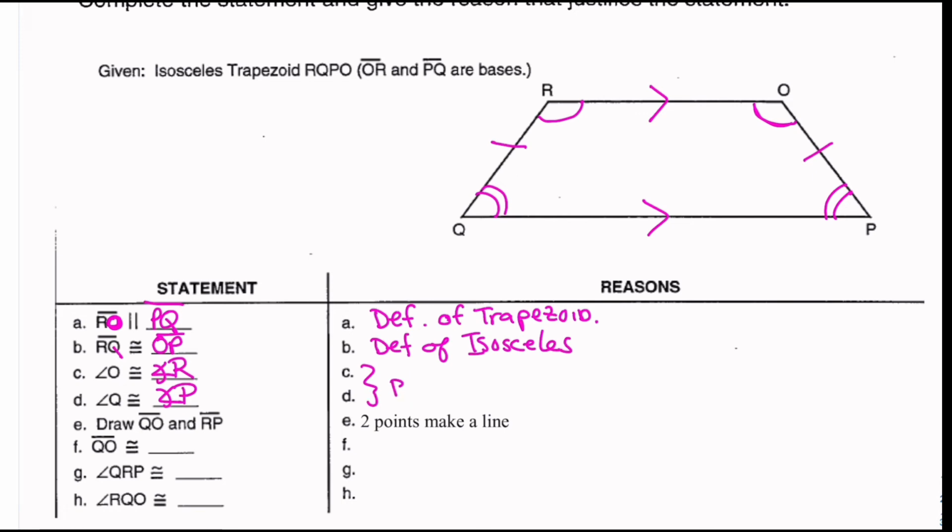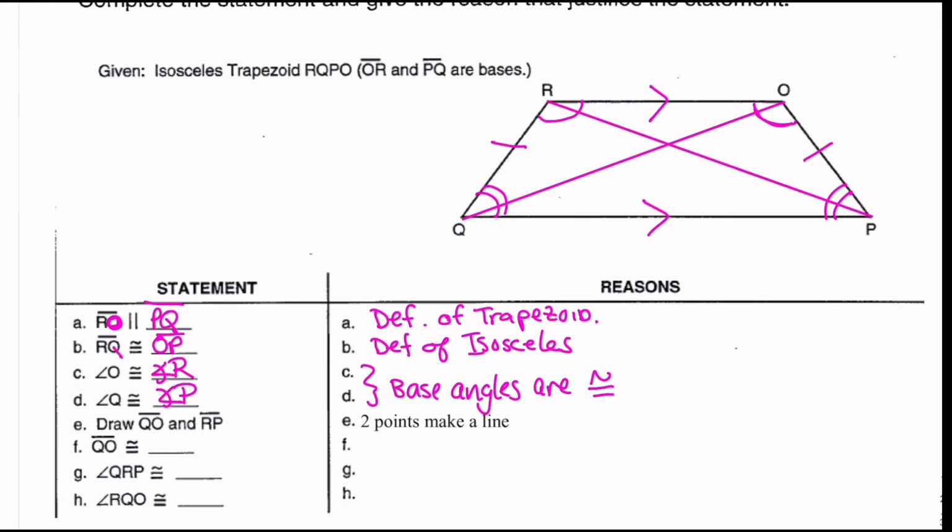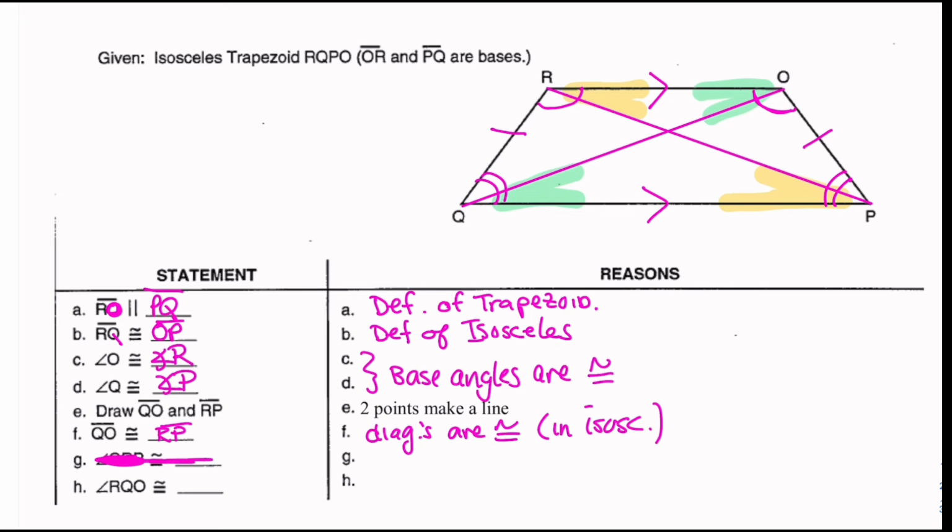These are called base angles, and they are congruent. QO is congruent to RP. Diagonals are congruent in the isosceles case. So let's just make the statement over here.